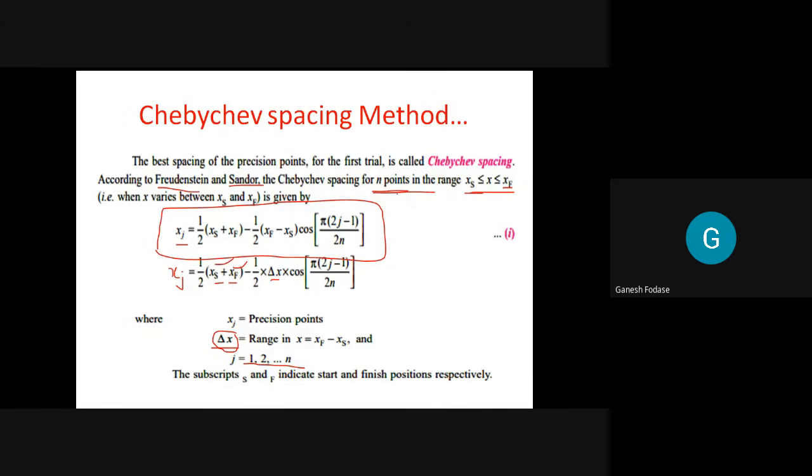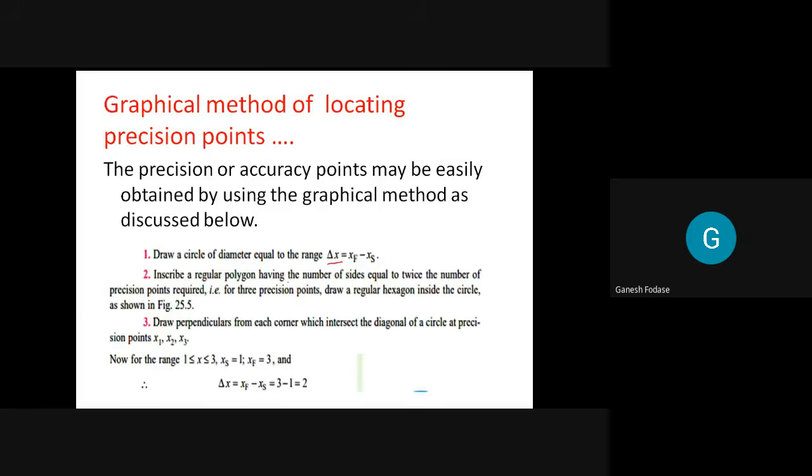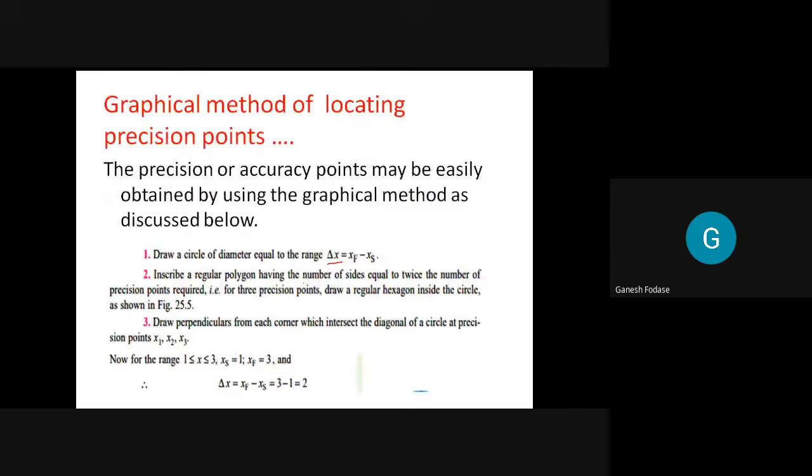And how many precision points we need to decide? Suppose there are 3 precision points, 1, 2, 3. So I can find out x1, x2, x3. If 3 precision points, x1, x2, x3 by this formula. This is one option with us. Another one is by graphical method. Now graphical is very easy.